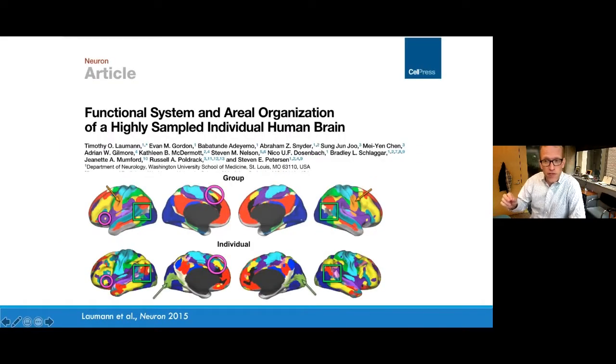Just to explain that a little further, a first study to show this came from Tim Laumann, Russ Poldrack, and Steve Peterson. He used Russ's amazing MyConnectome data set to show that a highly sampled individual, Russ Poldrack himself, who was scanned for many, many hours, has many highly reproducible details in his brain networks that differ from a standard group atlas. Moving forward, I'll call this distribution of functional networks on the anatomic cortex functional topography. This study showed that individual-specific functional topography really is a thing. People's functional neuroanatomy is different. It can't be fully explained by their anatomy.